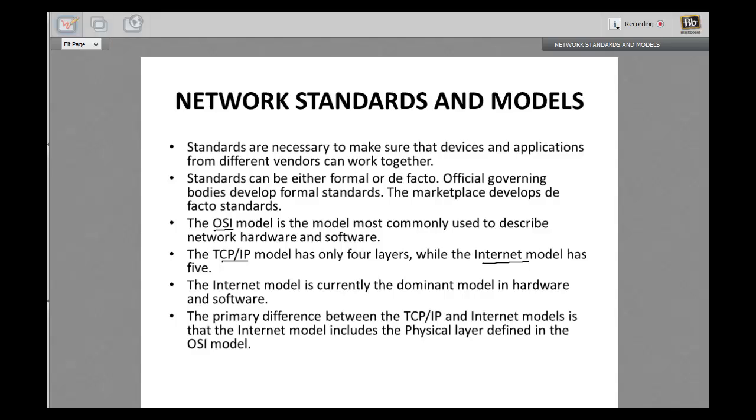Now the internet model is currently the dominant model in hardware and software. The primary difference between the TCP/IP and the internet model is that the internet model includes the physical layer defined in the OSI model. So the TCP/IP does not include this. Actually, the function is included in the upper layer. There is no mention specifically of the physical layer in the TCP/IP.